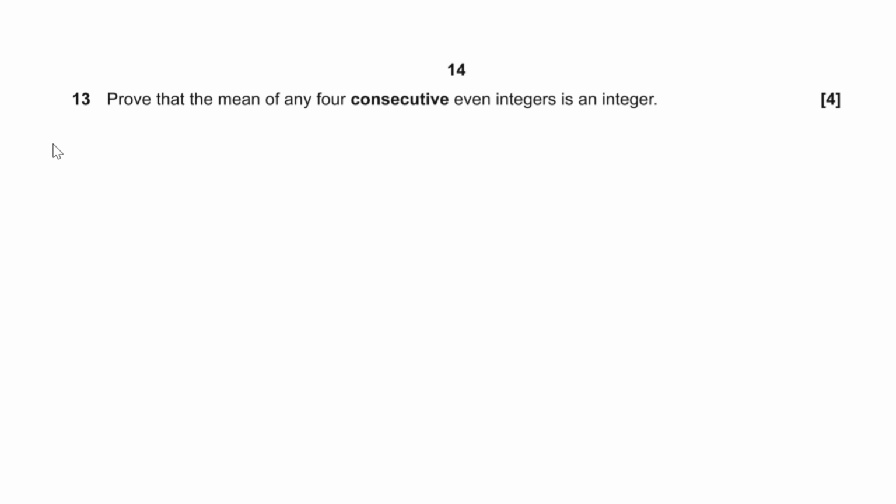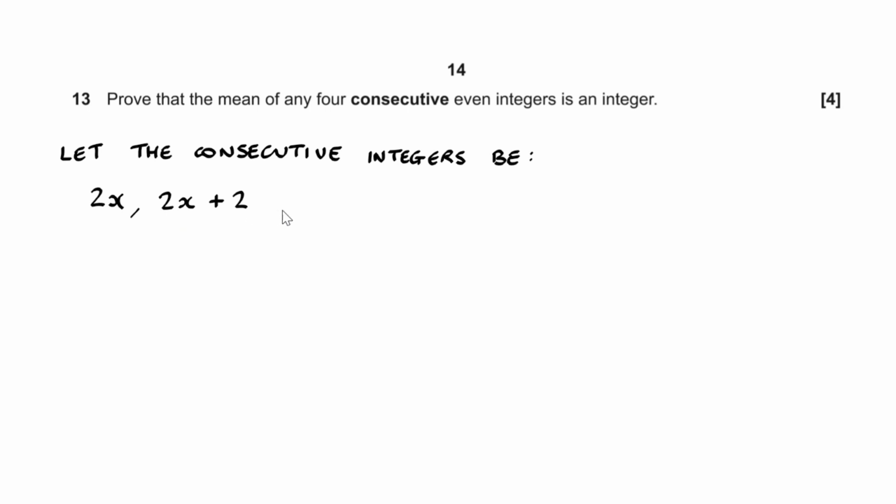Question number 13, we have to prove that the mean of any 4 consecutive even integers is an integer. Well, what we will do is we will let the consecutive integers be 2x, then we've got 2x plus 2, 2x plus 4, and then 2x plus 6. And we want to find the mean of this.